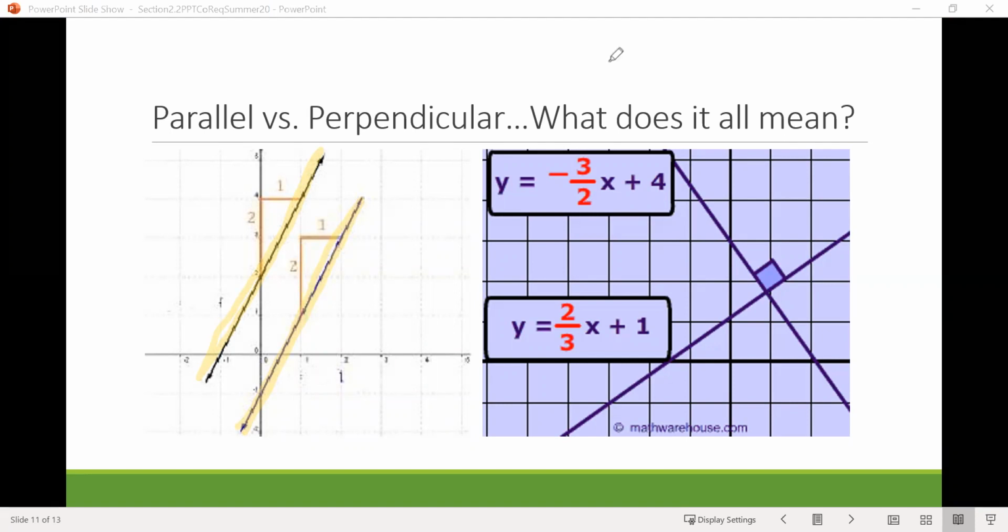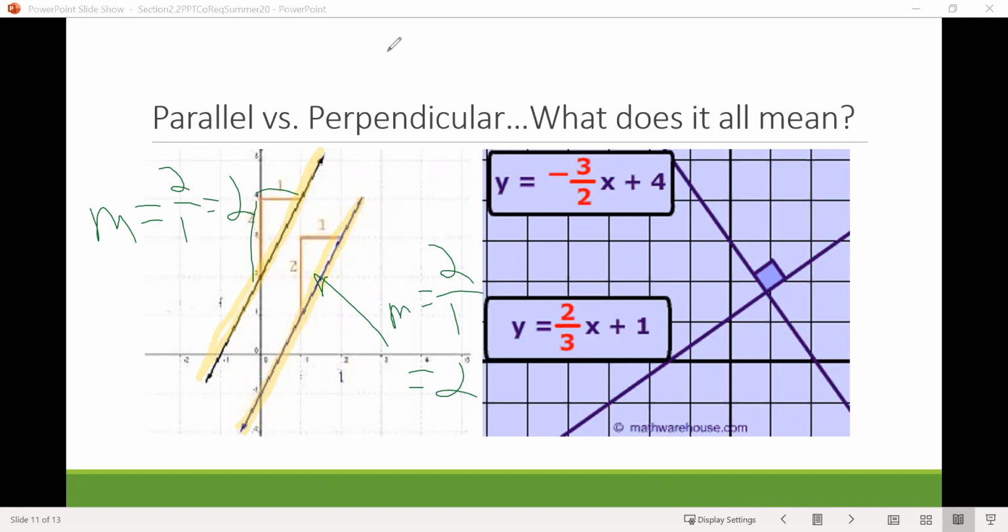And notice if we look at the slopes of those lines, right? For the first one, notice that we see a rise of 2 and a run of 1. So we see the slope is 2 over 1, which is 2. For the second one, we also see a rise of 2 and a run of 1, which gives us a slope of 2. So what do you think we conclude about the slopes of parallel lines? Right, they are the same.